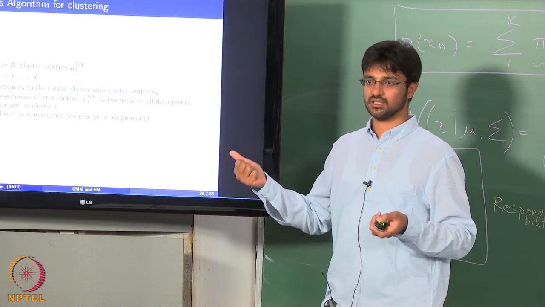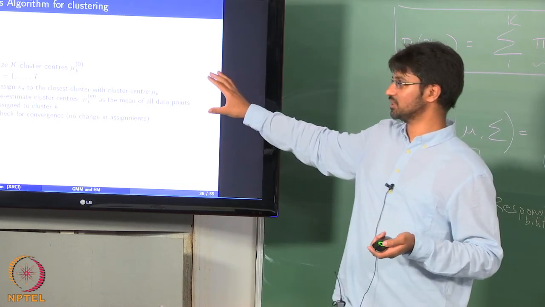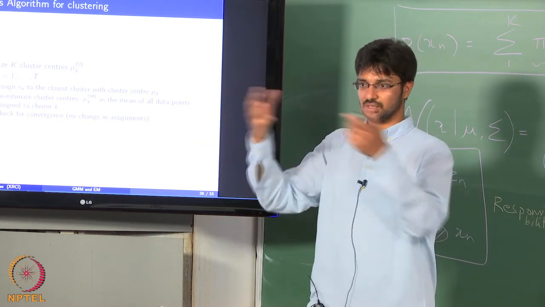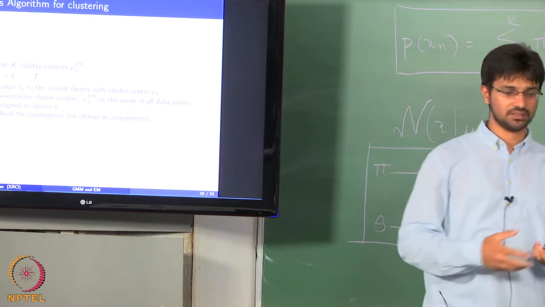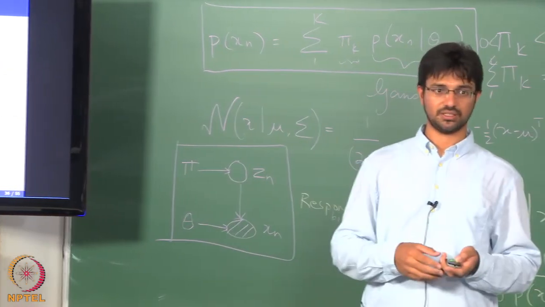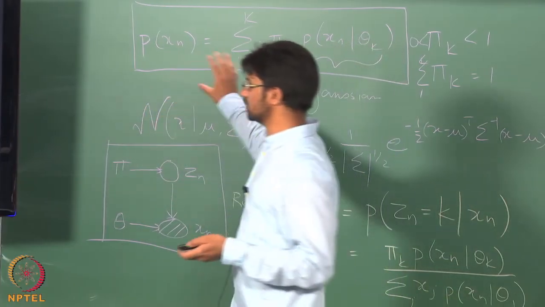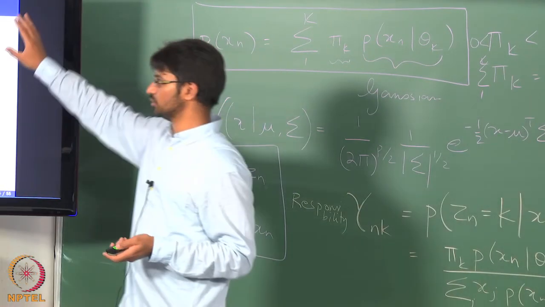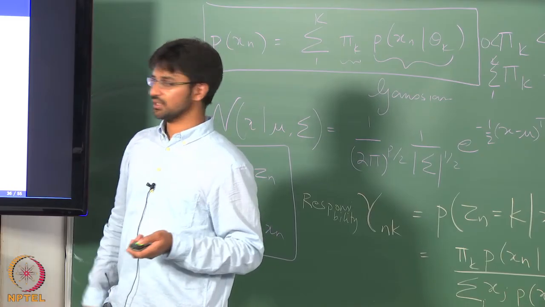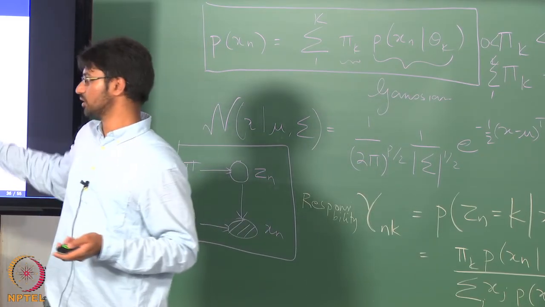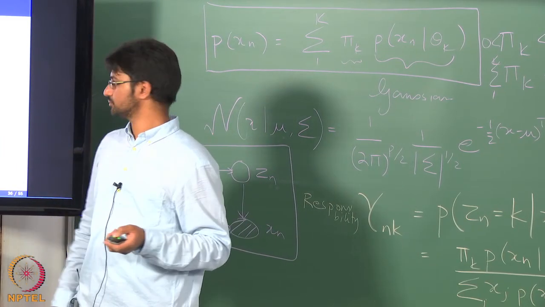So, k-means is just a special case of Gaussian mixture where the covariance matrix is epsilon times the identity matrix. That is why you just have to compute the means, you do not worry about the covariance, and it follows the same framework of EM that we saw.